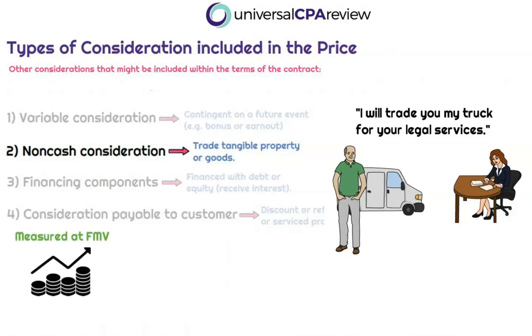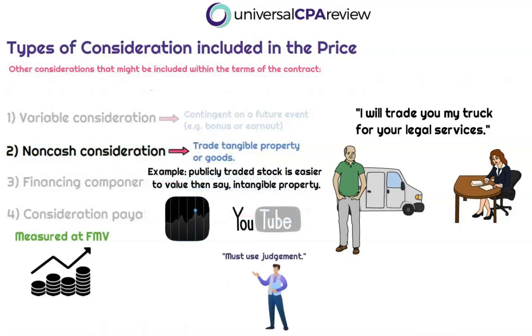Okay, so ultimately when a customer pays with non-cash consideration, the fair value of that consideration may not always be as clear as a cash payment, right? The value of this property might be a little bit subjective. Okay, so in which case, judgment might be needed to determine the fair value of the consideration offered. Okay, so a good example of this could be publicly traded stock. That's property that is easier to determine than, say, equipment or an intangible asset. In those cases, we would need to use a lot more judgment.